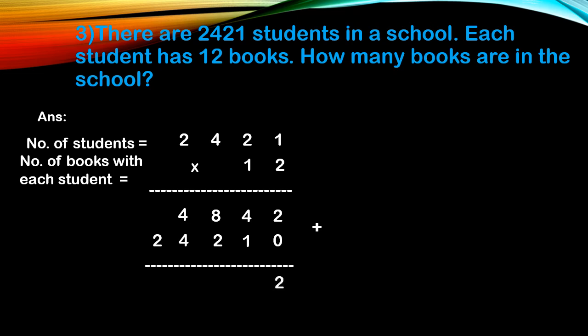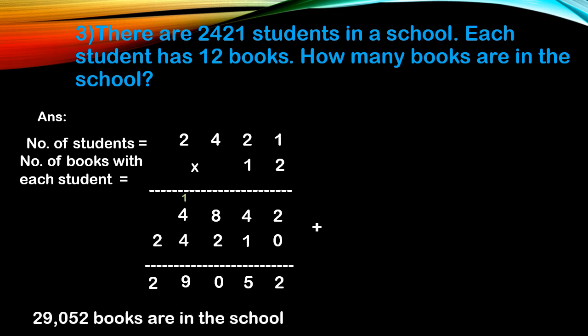So 2 plus 0, 2, 4 plus 1, 5, then 8 plus 2, 10. 0 here, put 1 on the top of the 4. Then 1 plus 4, 5, 5 plus 4, 9, then 2. So this is the answer. So totally 29,052 books are in the school.